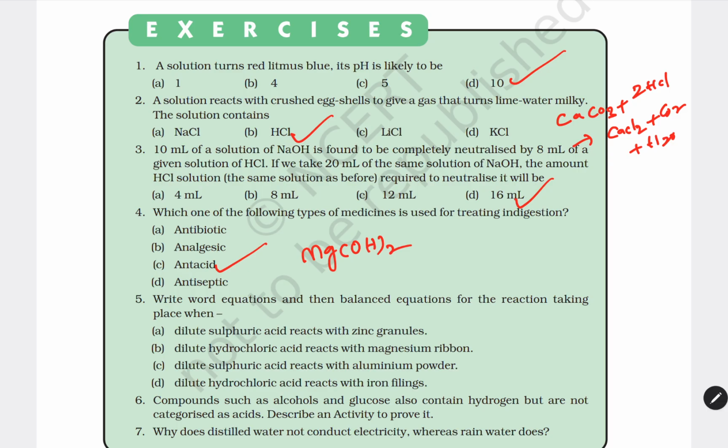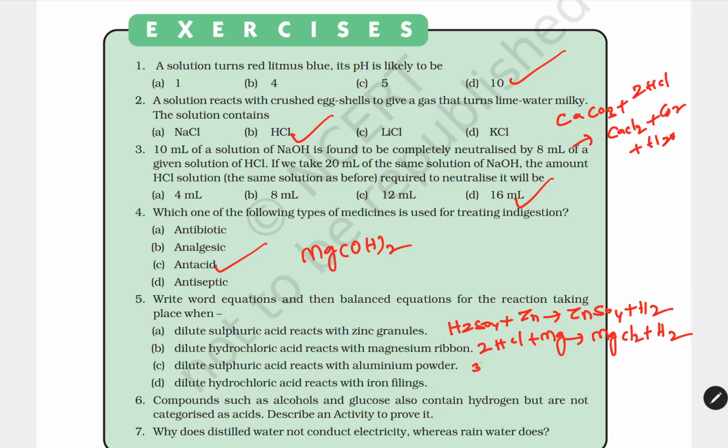Coming to the fifth one: write word and balanced equations for the given reactions. Dilute sulfuric acid and zinc granules: H2SO4 plus zinc gives ZnSO4 plus H2. That is the equation. Dilute hydrochloric acid and magnesium ribbon: 2HCl plus magnesium gives magnesium chloride and H2. That is the equation. Next, dilute sulfuric acid and aluminium powder.